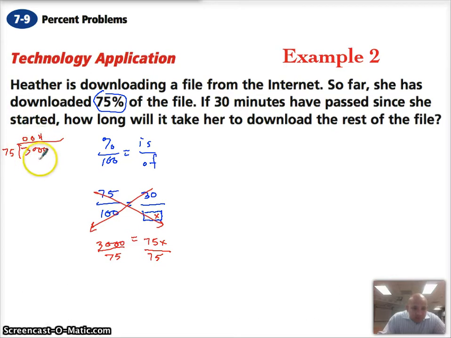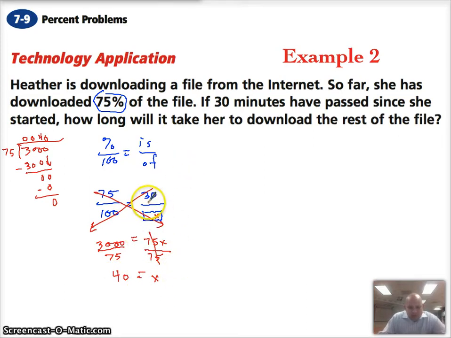4 times 5 is 20. 4 times 7 is 28, plus 2 is 30. Subtract that, bring the 0 down. 0 times 75 is 0. So I have no remainder, and my answer is 40. So x equals 40. 40 what? 40 minutes. 40 minutes total, but this doesn't answer our question.